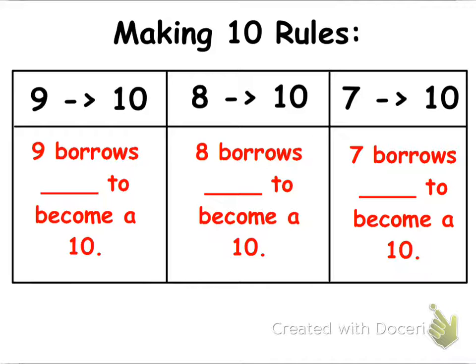Now we know that greedy 9 is going to borrow 1 from the other part to become 10. Now the selfish 8, we know the selfish 8 is going to go and borrow 2 from the other number to be 10. And we know that sneaky 7 is going to borrow 3 to become 10.